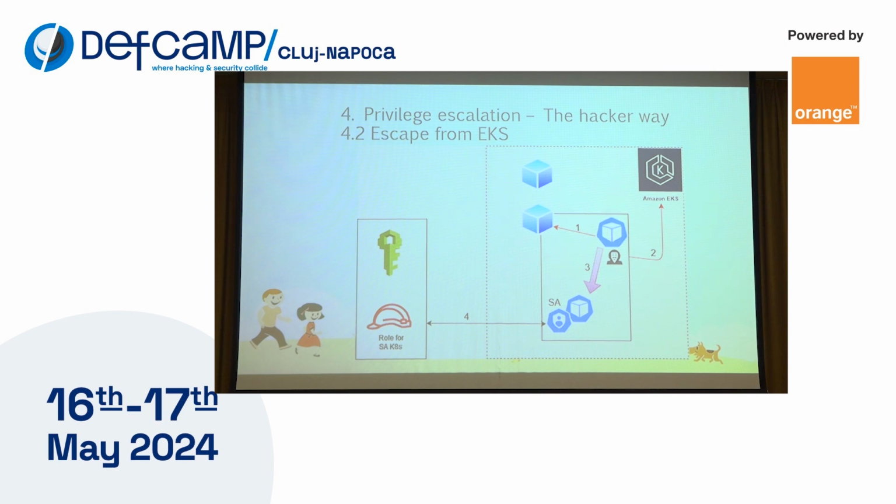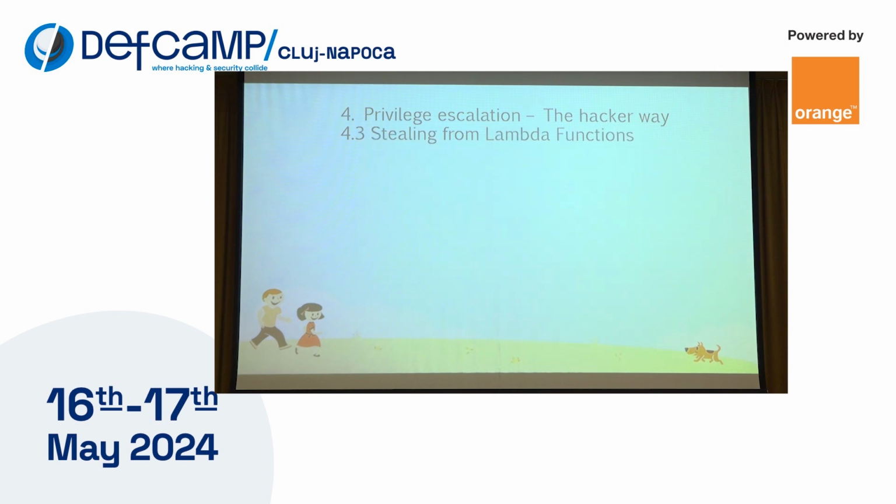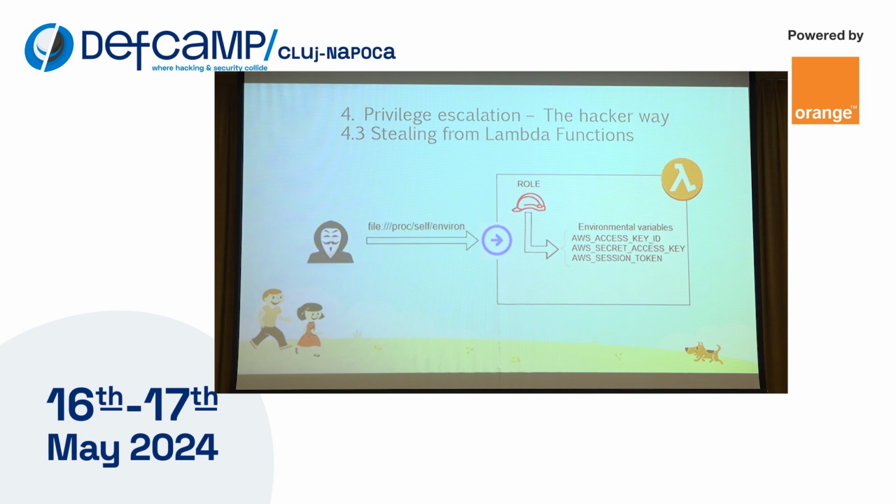Okay, now moving forward, we can also steal credentials from Lambda functions. With Lambda functions, the access credentials are stored in environmental variables, and here we have the access key, secret access key, and session token. And if you manage to read this file, proc self environ, you will be able to get the access credentials of the role. And this can happen in multiple ways.